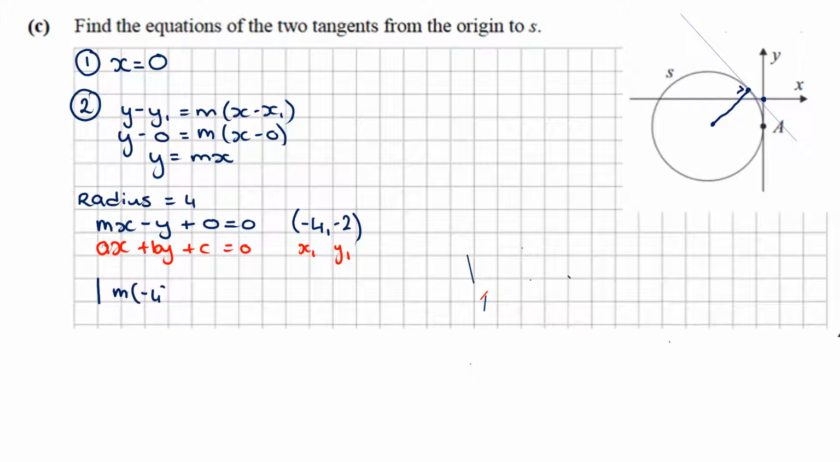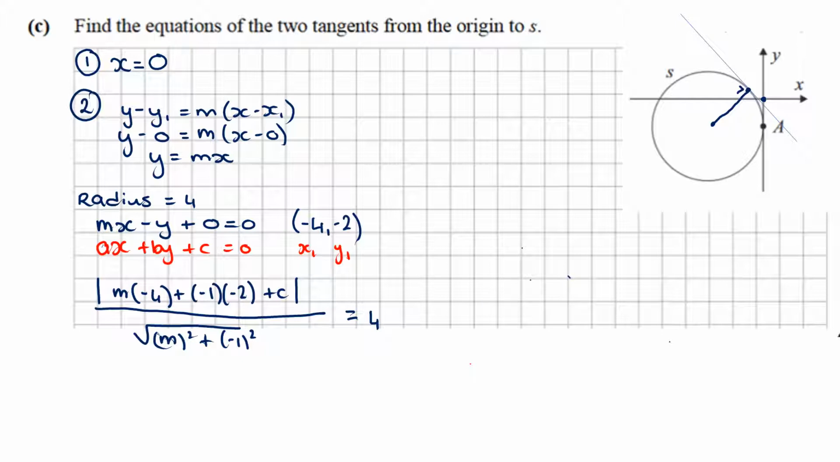Our formula is given on the very top of page 19, and it is the absolute value of a x1 plus b y1 plus c, all over the square root of m squared plus minus 1 squared, and that should equal 4. So that should equal the radius. So working with this, we're going to be able to solve for m, and we're going to be able to work out the slope and then in turn the equation.